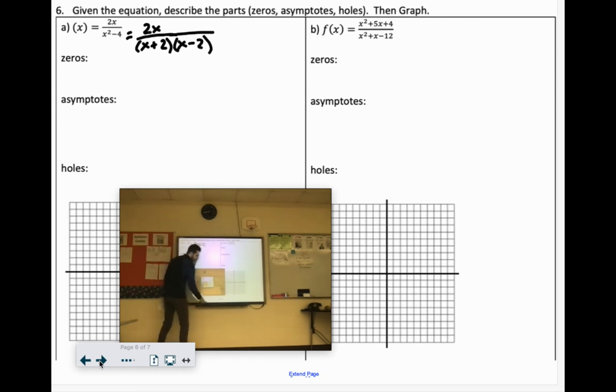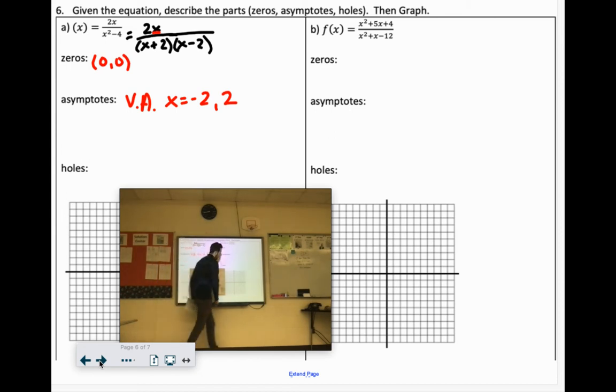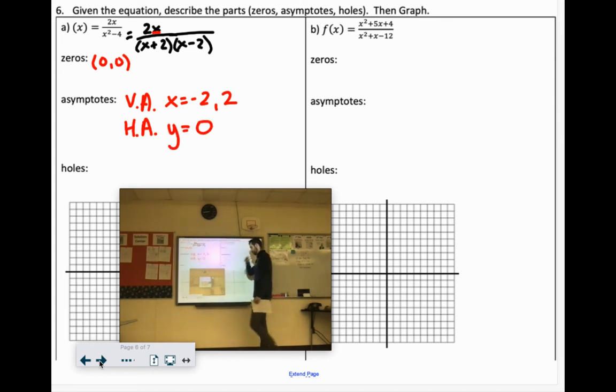Remember, the numerator gives us the zeros, so we're going to have a 0 at 0. The denominator gives us those vertical asymptotes, so we're going to have VAs at x equals negative 2 and positive 2. For the horizontal asymptote, the denominator has a higher degree, so the horizontal asymptote will be at the line y equals 0. When the degree is larger in the denominator, that gives you a horizontal asymptote of 0.